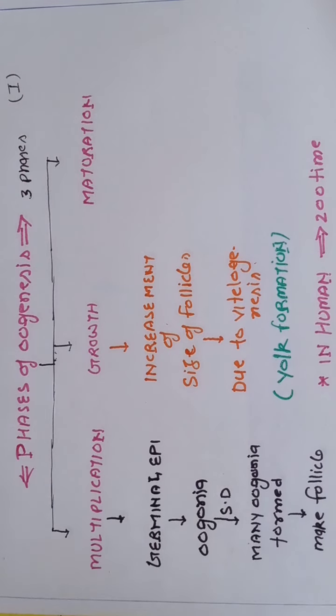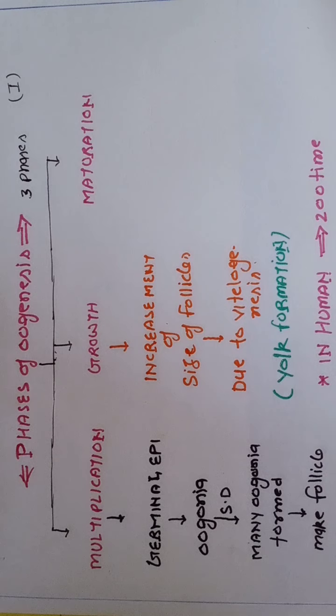The answer is this: in the multiplication phase, the oogonia cells of the germinal epithelium divide and redivide, making several oogonia cells, as I taught you. Hence follicles are found. In the beginning, what kind of follicles are these? These follicles are primordial follicles, and they are not one or two, they are millions in number.